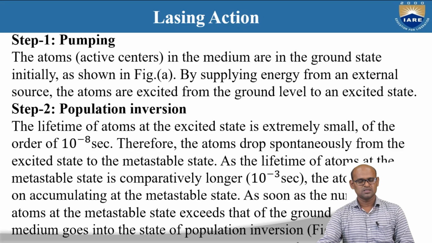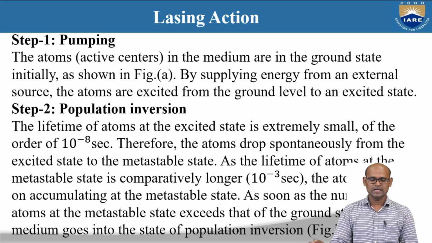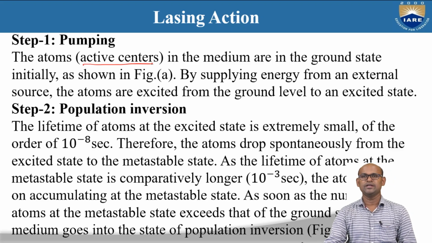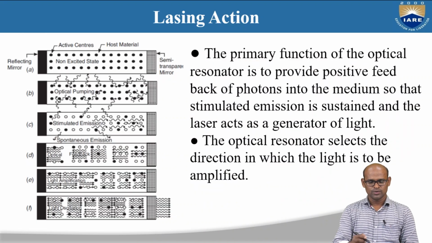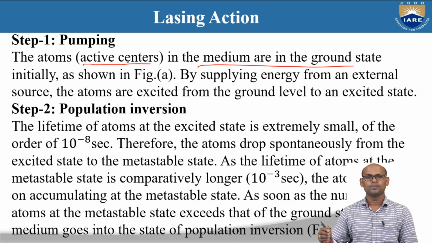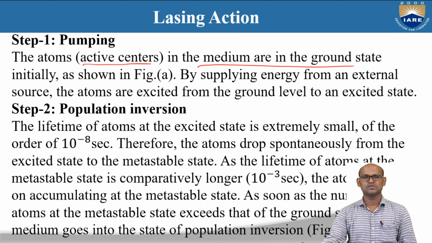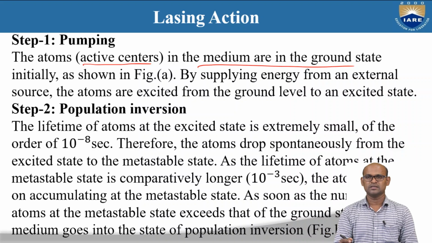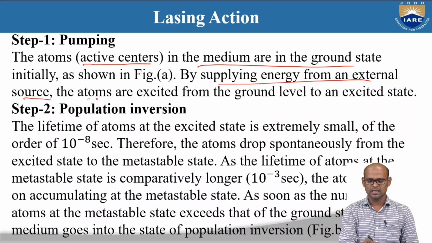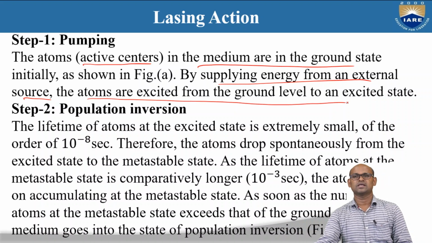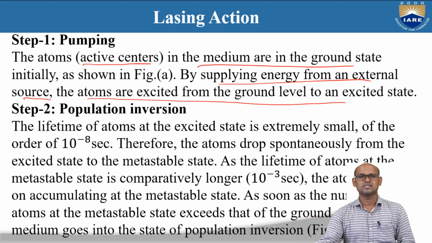Coming to the first step in our lasing action, which is pumping. Atoms which are the active centers in the medium are initially in the ground state, as shown in the figure here. You see all these atoms are in the ground state. Then we supply energy from an external source using a pump. We have connected this active medium to a pump so that we can supply energy. Once we supply energy from the external source, the atoms are excited from the ground level to an excited state. This process is called pumping.